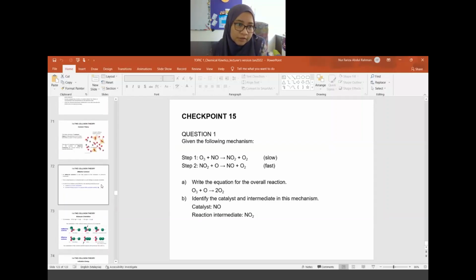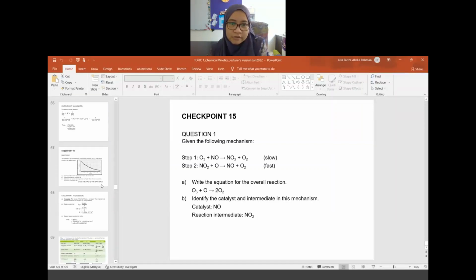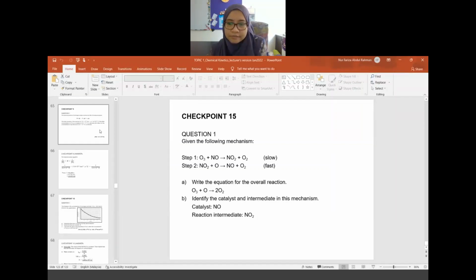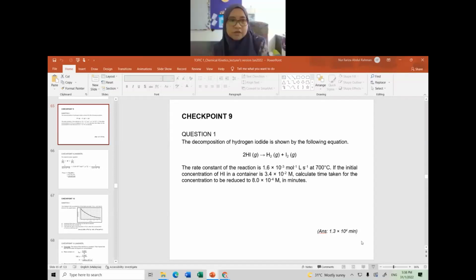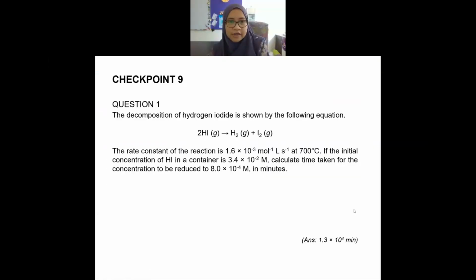Jauh ni. Tajuk apa tu? Oh, integrated. Integrated. The decomposition of hydrogen, kita reverse sikit. The decomposition of hydrogen iodide is shown by the following equation. So this is under the subtopic of integrated rate law.